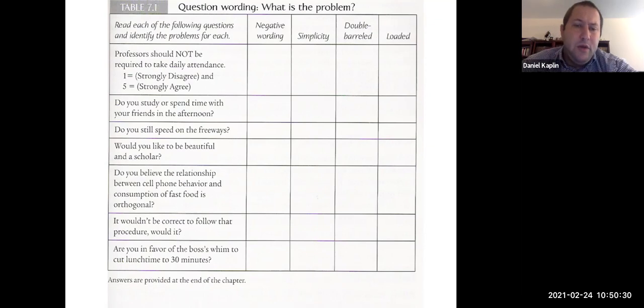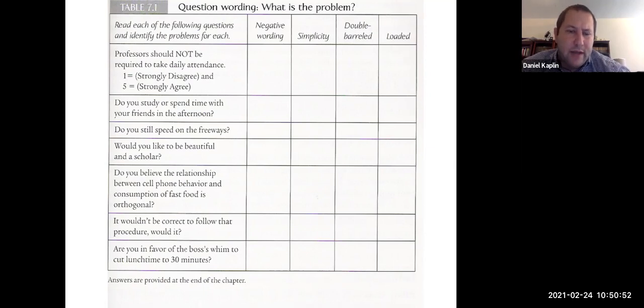Would you like to be beautiful and a scholar? Again, double-barreled. Do you believe the relationship between cell phone behavior and consumption of fast food is orthogonal? What's the word orthogonal mean? Right? So that's simplicity, because that's jargon.